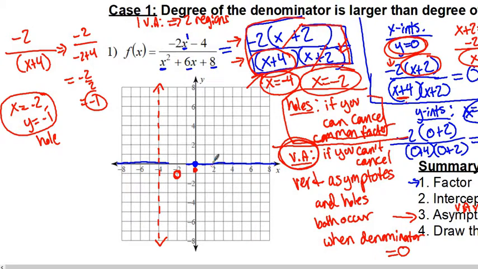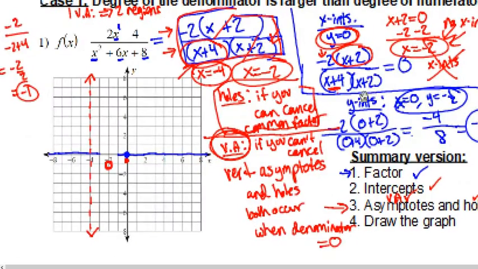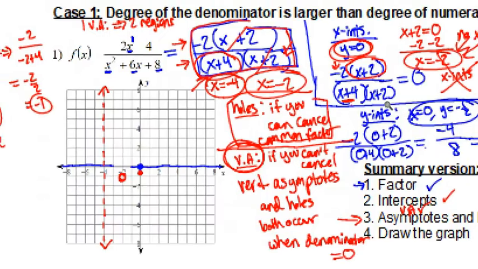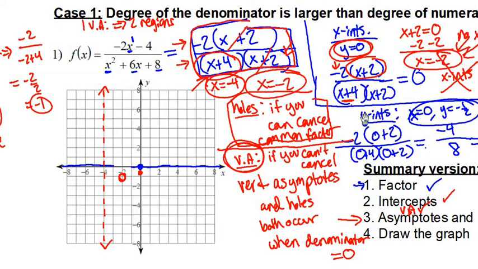So you can see it's not going to go through there. All right, so step 3 is usually the longest here, finding the asymptotes and the holes. We found the vertical asymptote and the hole. The other type of asymptote is called a horizontal asymptote.